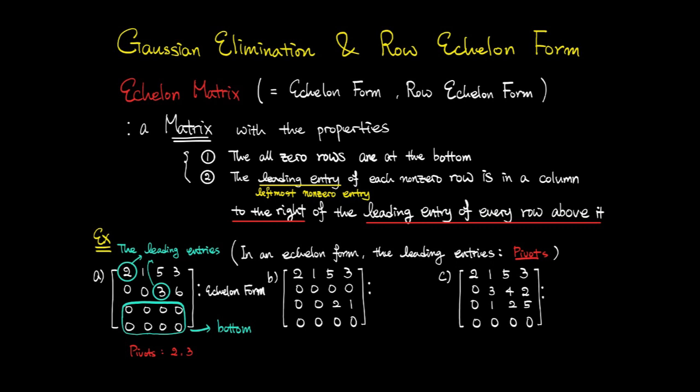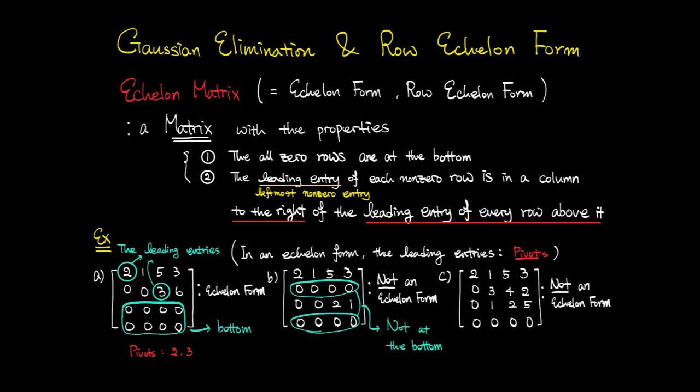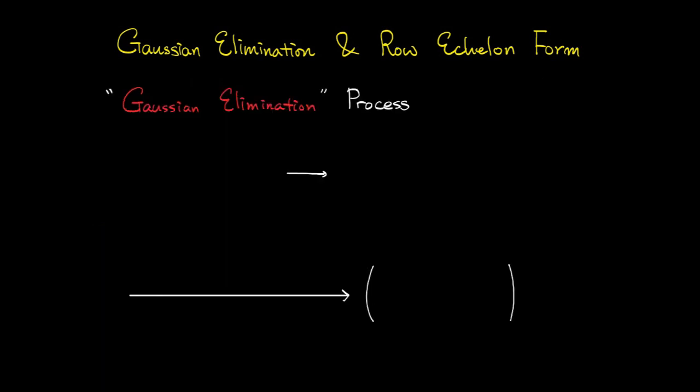The example B is not an echelon form. This is because the zero rows, the second row and the first row, are not at the bottom. The example C is also not an echelon form. This is because the leading entry in the third row must be to the right of the leading entry in the second row.